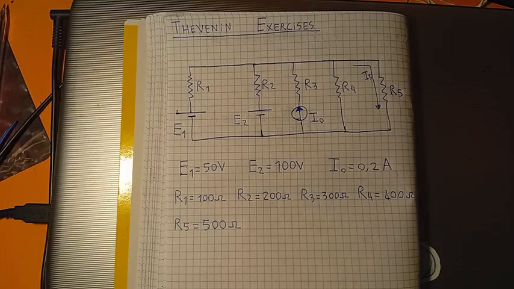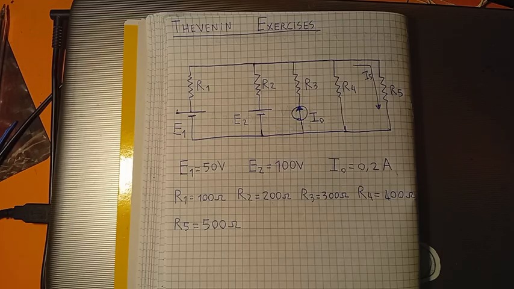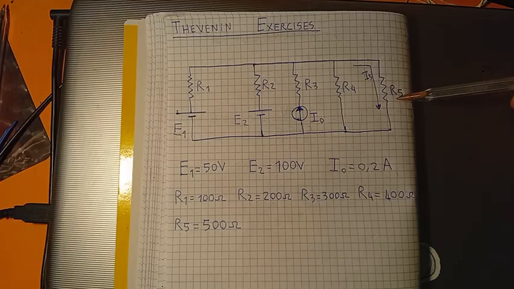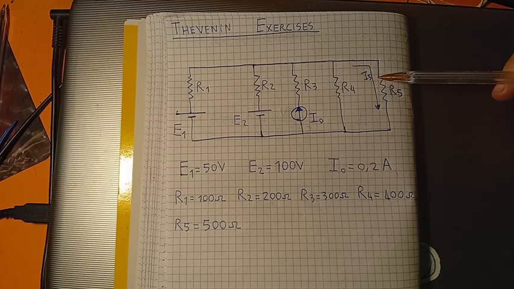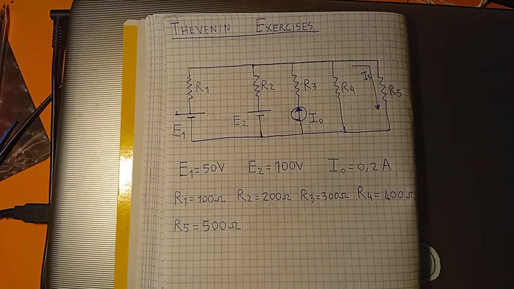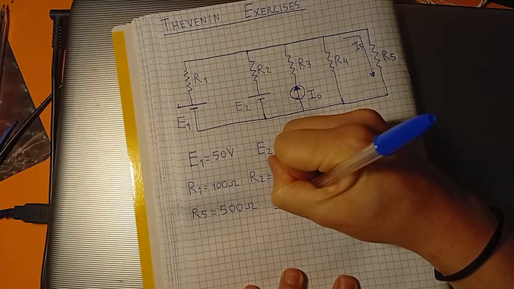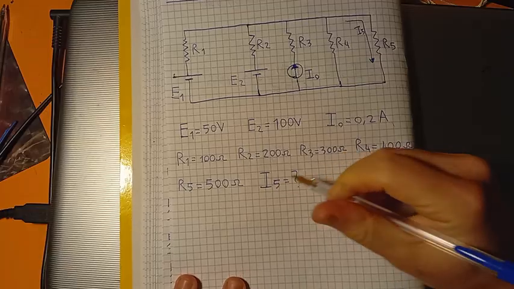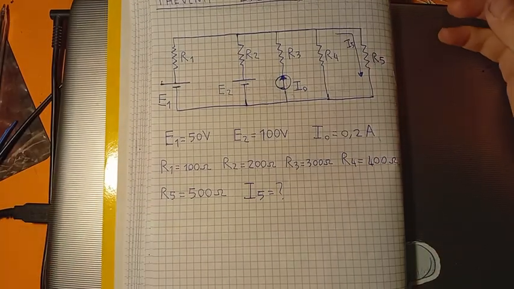okay. Let's imagine our objective, our final goal, is to find the current that flows to resistor 5. We want to find this current. This is our objective, okay. This is our final goal, okay. We have to find this current. So how can we do?